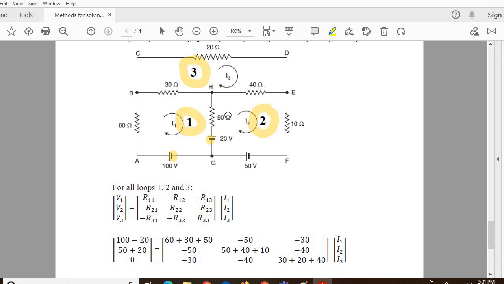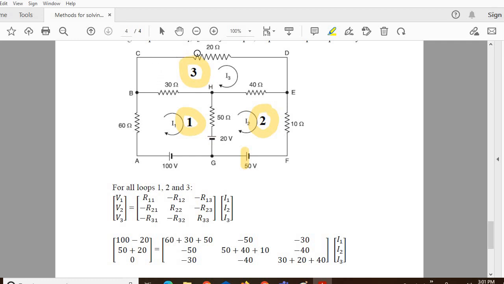Now in the second loop, we'll first form the voltage matrix. The second element, V2, represents the second loop. When we consider the second loop, we have 2 voltage sources, one is 20 volt and another is 50 volt. If you observe clearly, the 50 volt positive polarity is connected to the 20 volt negative polarity, so it is going to be additive in nature, so 50 plus 20.